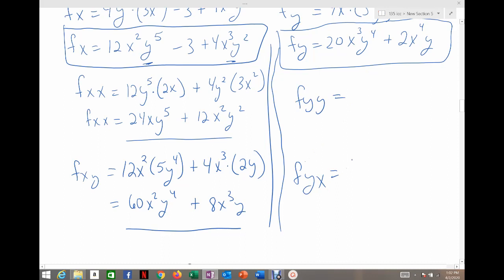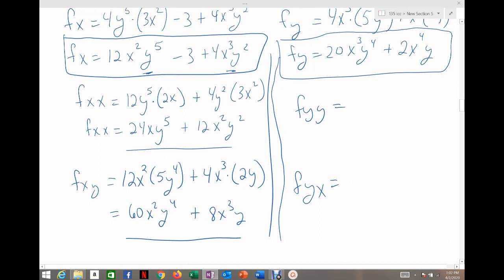Derivative of the y with respect to y again. So again, it's the y parts. 20x cubed comes along. Derivative of y to the fourth is going to give me 4y cubed. Derivative of 2x to the fourth y. So 2x to the fourth comes along. Derivative of y is 1. Clean that up. We get 80x cubed, y cubed, plus 2x to the fourth. Done with that. Now the last one, the mixed derivative. Should simplify to the same as this.